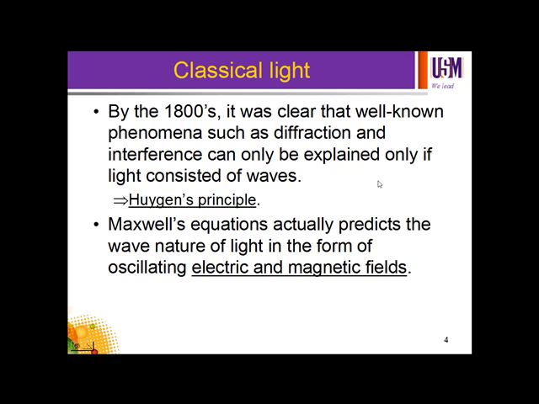All points on the wavefront are a new source of secondary waves, and basically we can plot on a piece of paper the effect of diffraction and interference by using Huygens wavefront principle. Maxwell's equations actually predict the wave nature of light in the form of oscillating electric and magnetic fields. These fields, electric and magnetic field, are perpendicular to each other, and that explains why light can travel in a vacuum.